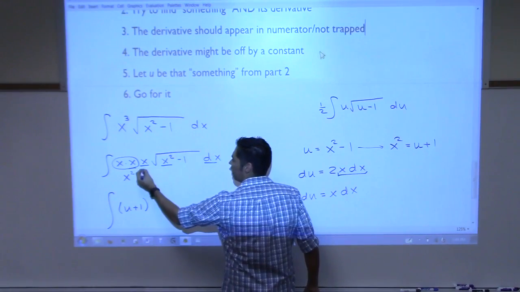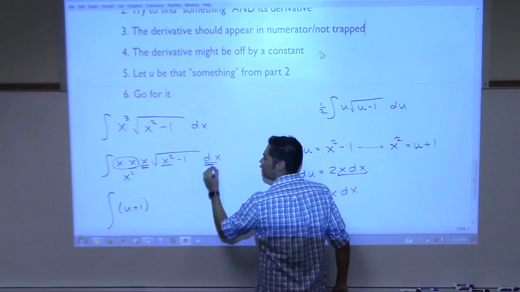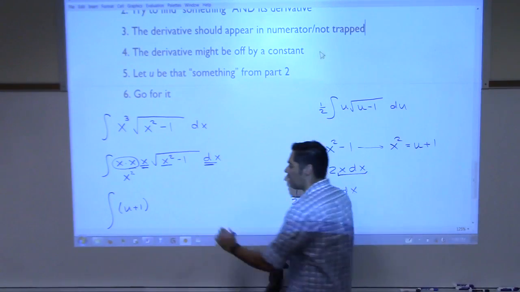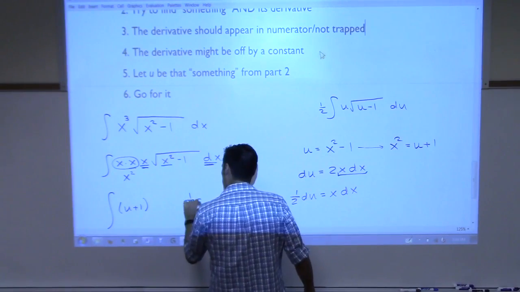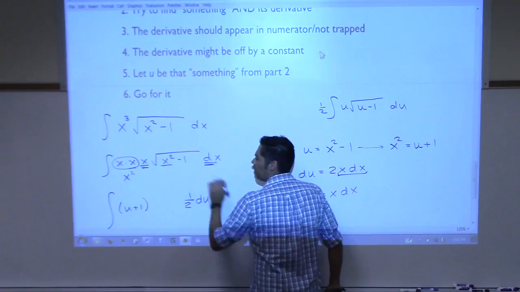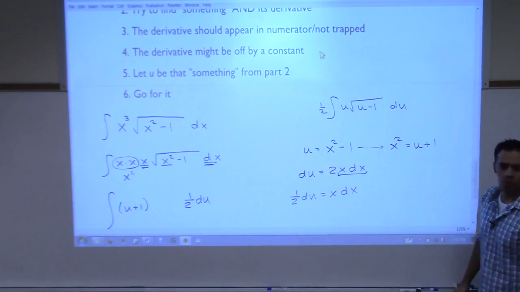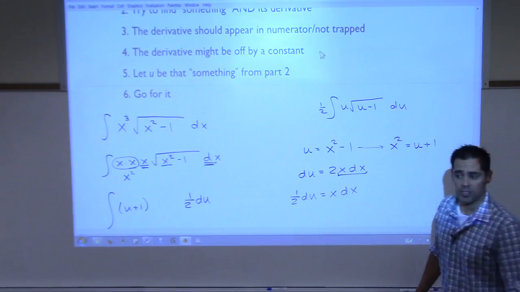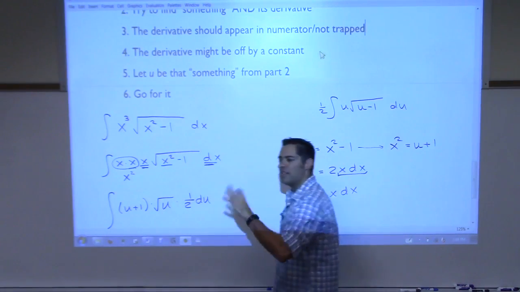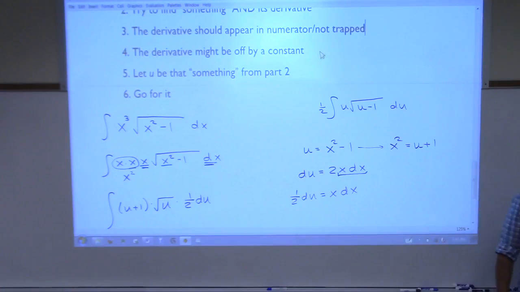How about this x and this dx? What's that being replaced with? 1/2 du. I'm going to slap it to the back, all right? And then what's this root x squared minus 1 being replaced with? Root u. Just u, right? Root u. Does everybody see where everything came from there? No questions?